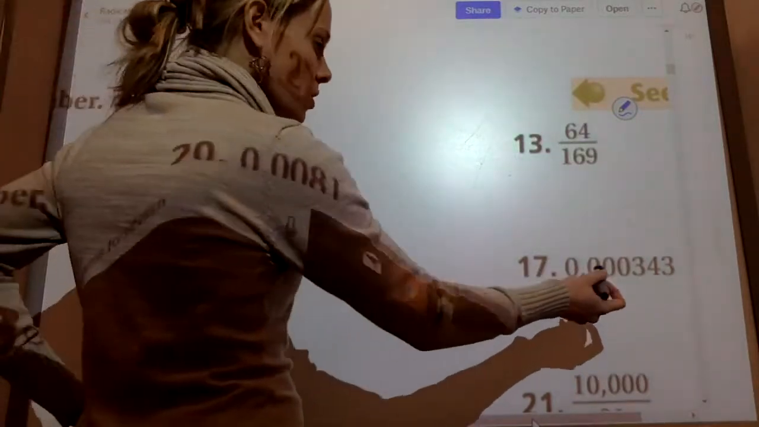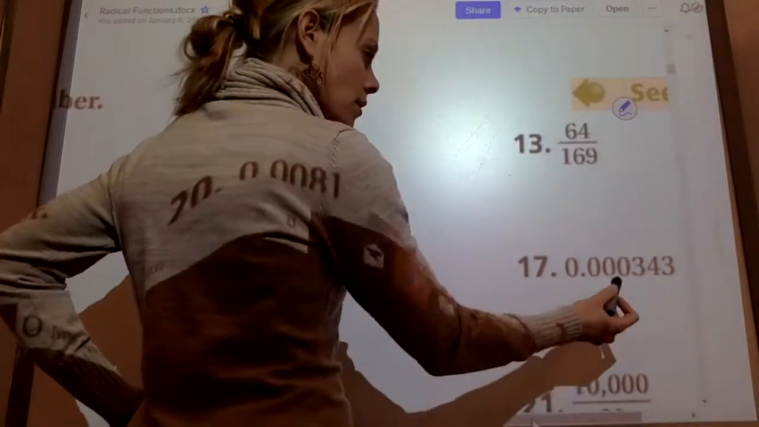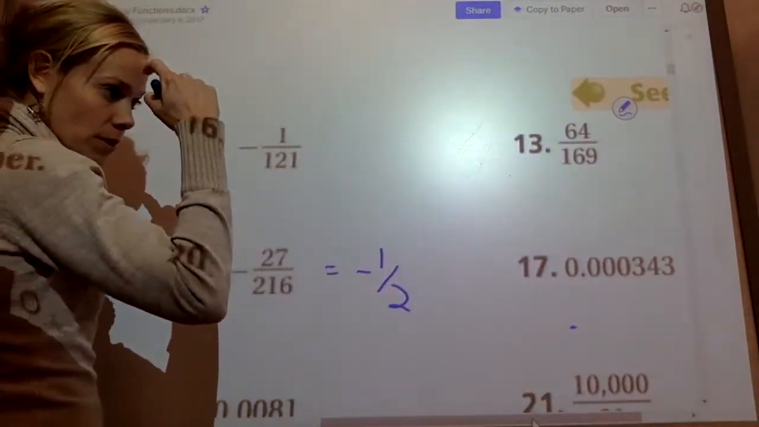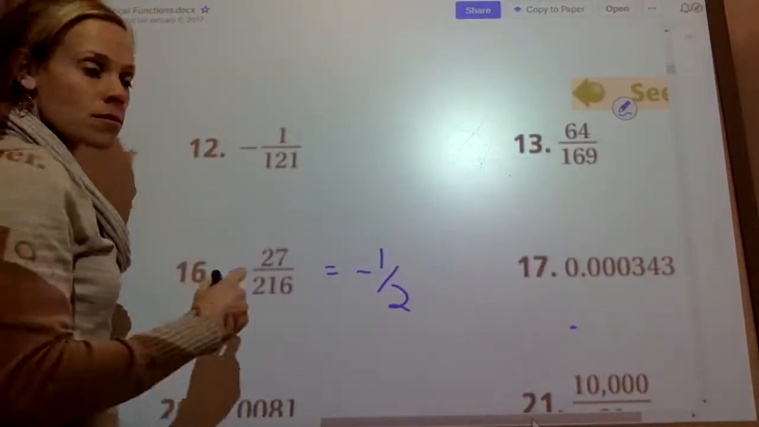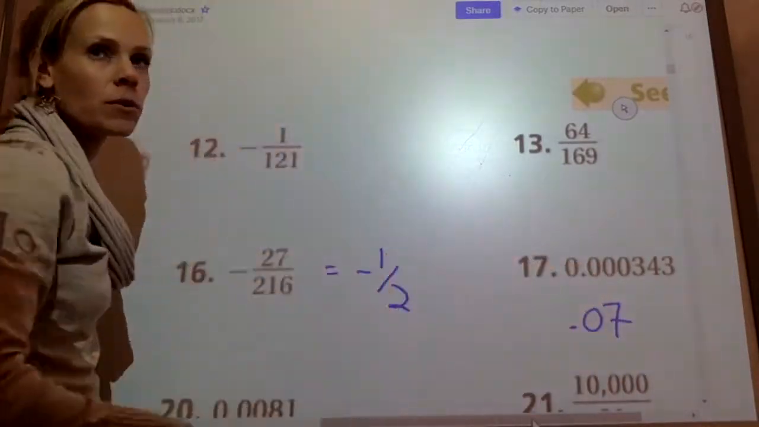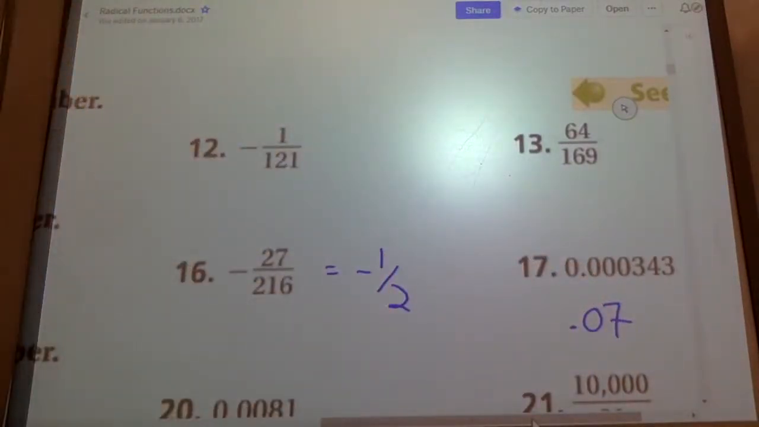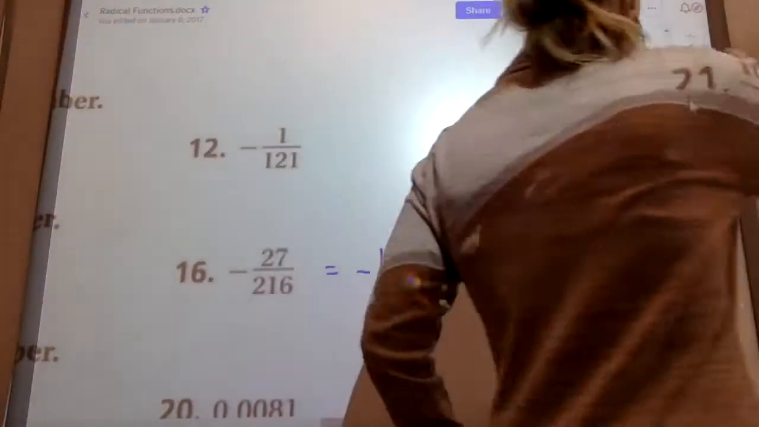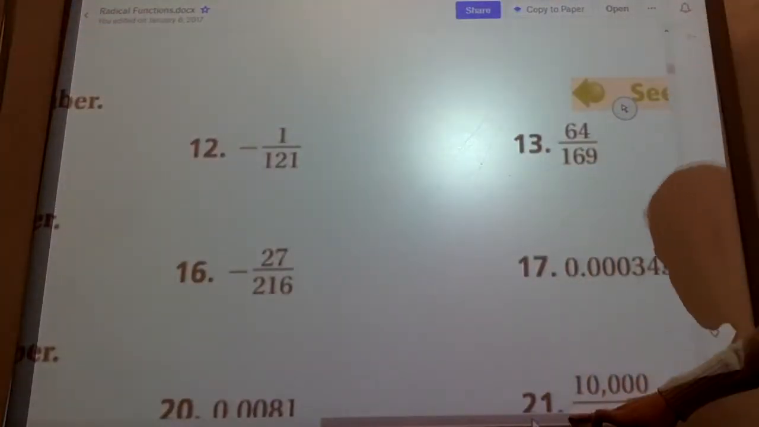What about this decimal thing? Cube root of that. 0.07. Very good. You can put that in your calculator and get 0.07. Okay. Now let's try 4th roots, and I'll show you how to put that in your calculator.